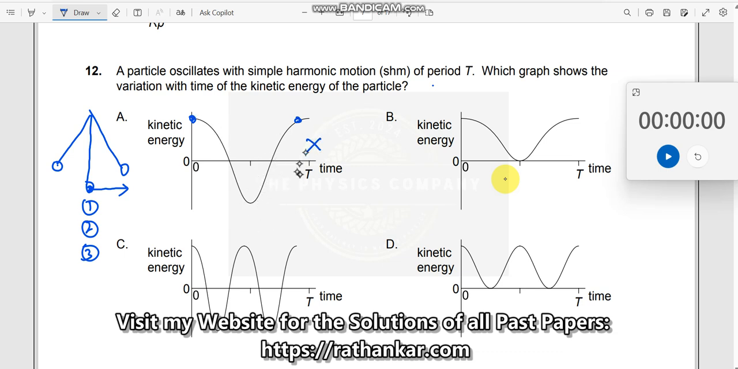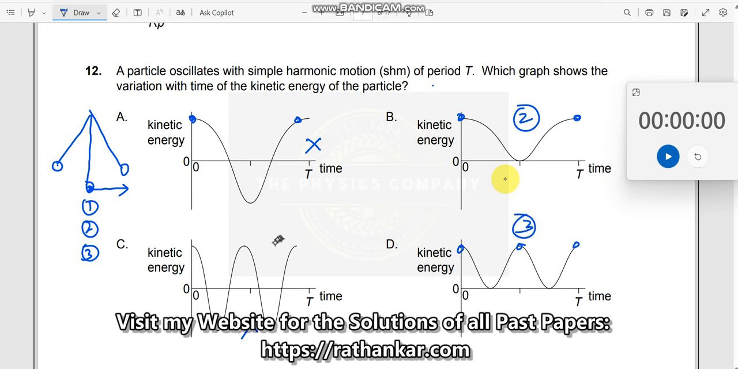Kinetic energy cannot become negative. Now here you see kinetic energy becomes negative. This is also not possible. Only these two are possible. Here you see one time, two times. In a cycle there are only two times this is possible. Here you see one time, two times, three times. It's possible three times. I hope you understand this.